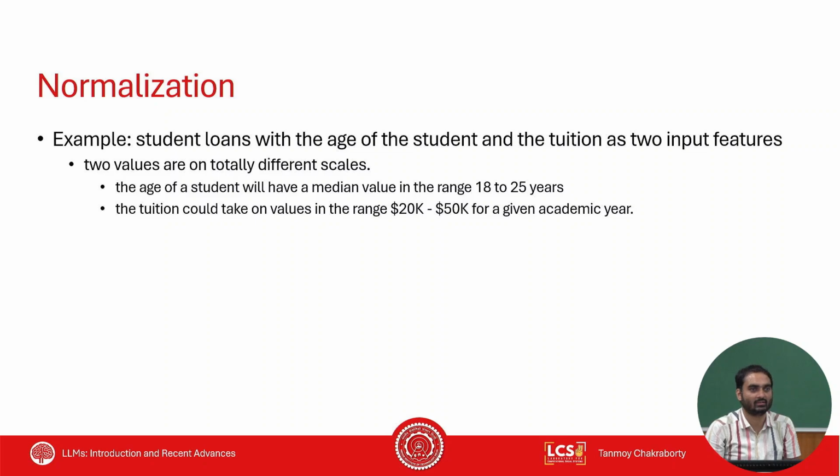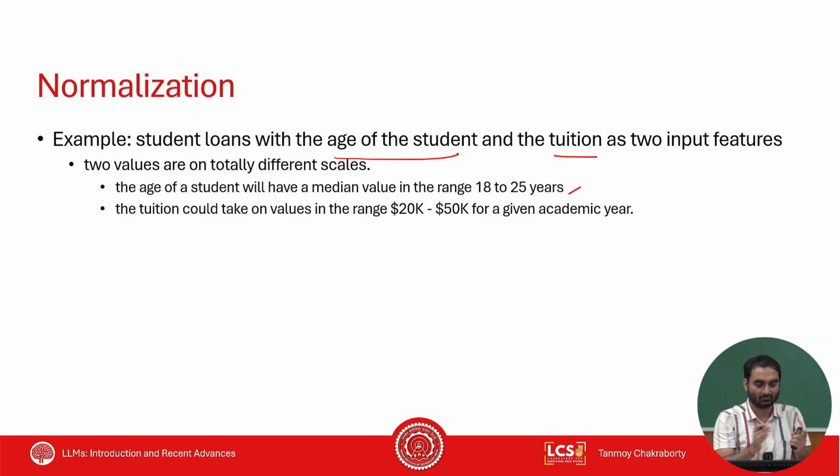Let's take an example to illustrate the idea of normalization. Let's say you are given an instance where there are two features. One feature is the age of a student, and the other feature is the tuition fees in an academic year. Based on the age of a student and the tuition fees, you want to determine whether the student is eligible for taking a loan or not, right? So here the age ranges between 18 to 25.